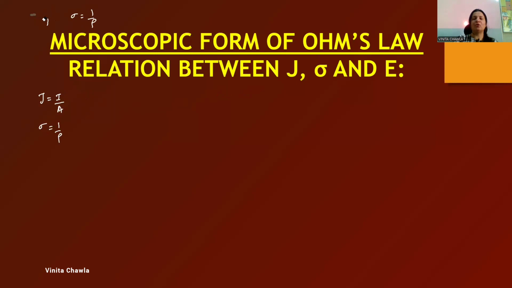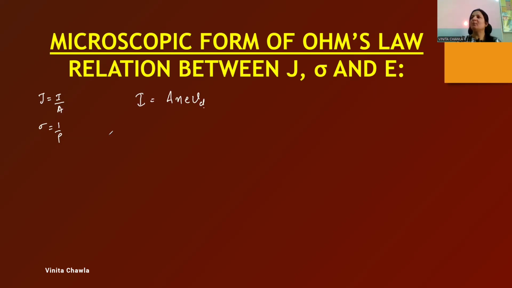Now we are going to relate these three quantities. कैसे करें बताओ? I क्या होता है? How do we relate I and drift velocity? I is equal to A n e v_d. Now what should I write? बताओ.